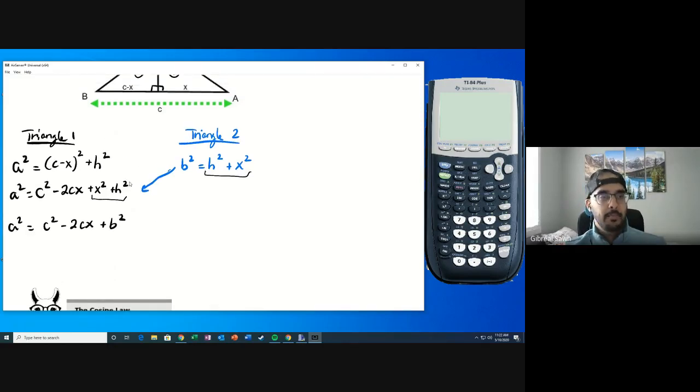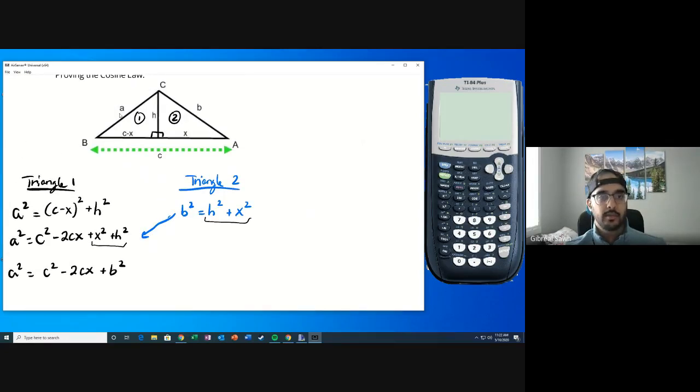But I really want to have this in terms of the three sides of this triangle. I want to have it in terms of a, b, and c. Right now I've still got that x in there. Now remember, x was just part of that side length. We want to really have it in terms of the whole thing. So we need a way to come up with an expression for that x.